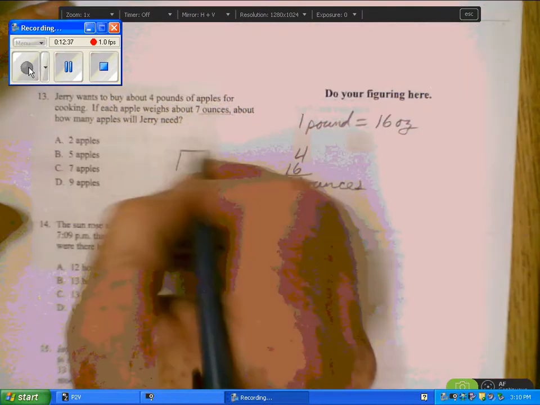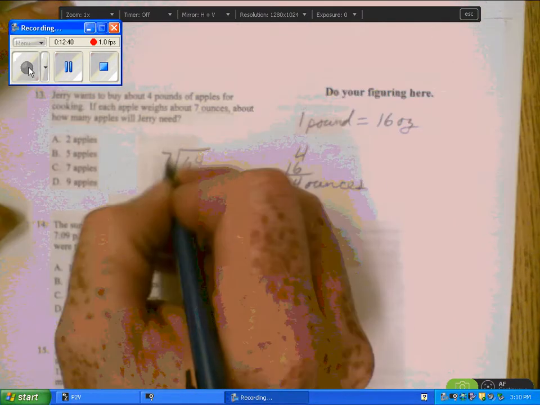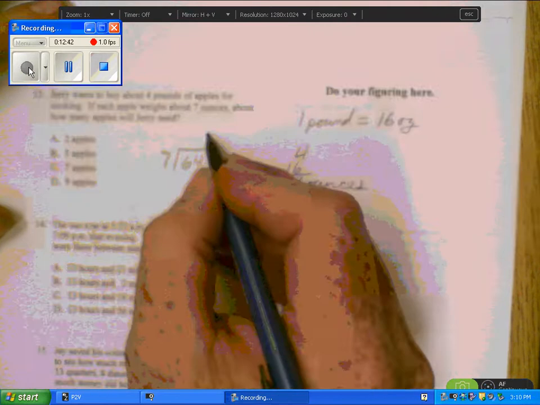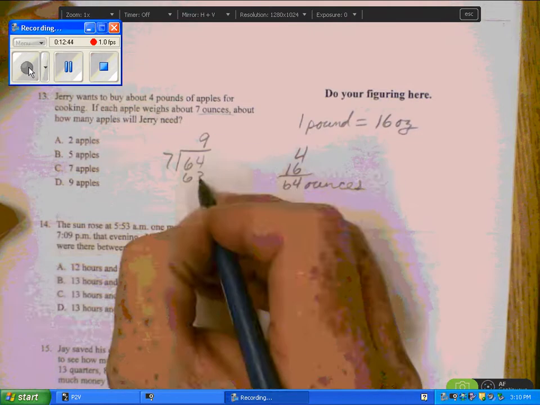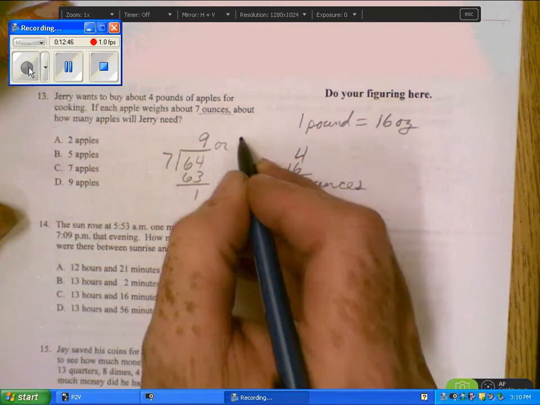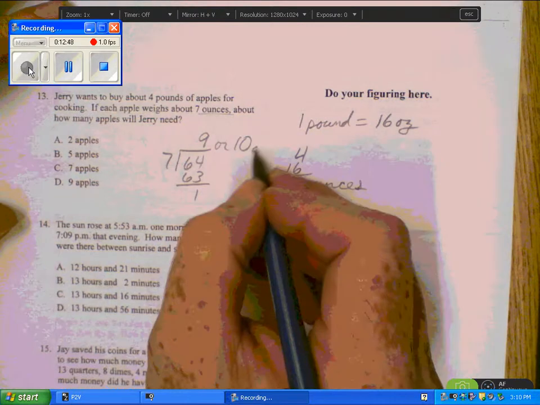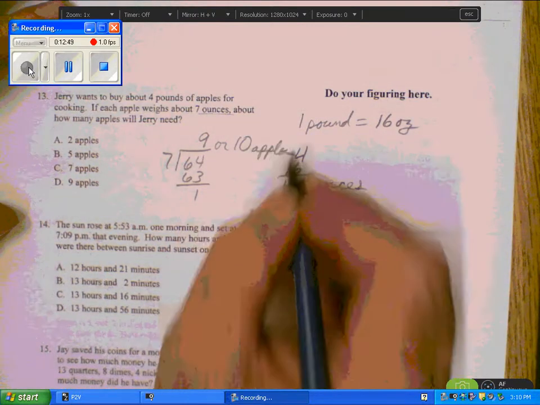Then take 64 ounces, divide by 7. 7 times 9 is 63 with 1 left over, so he'll need like 9 or 10 apples. And they got 9 here, so that's what we'll put.